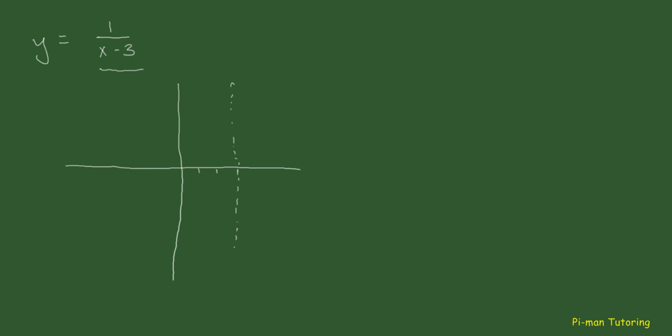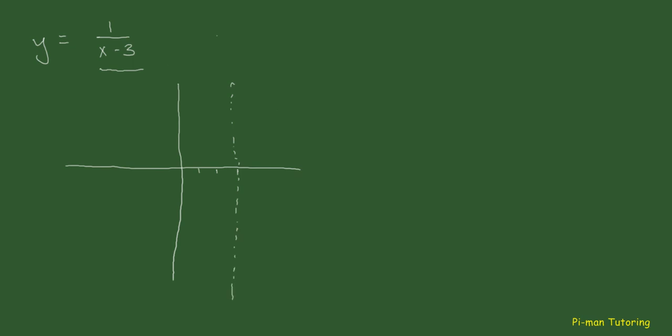What about this one? Y is equal to 1 over x minus 3. So we recognize that on the bottom we have the possibility of a 0, and therefore we have a situation with an asymptote. Let's quickly draw what that looks like. So when x is equal to 3, this function blows up to infinity because we're trying to divide by 0, and therefore we have an asymptote at x equals 3.